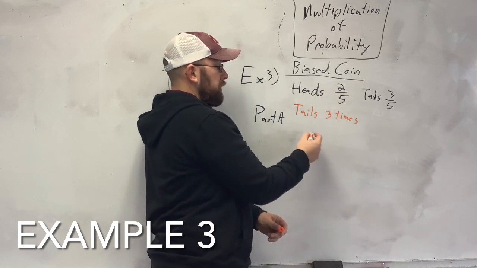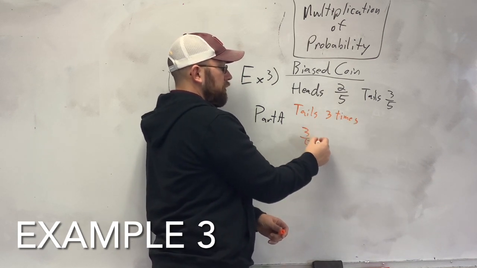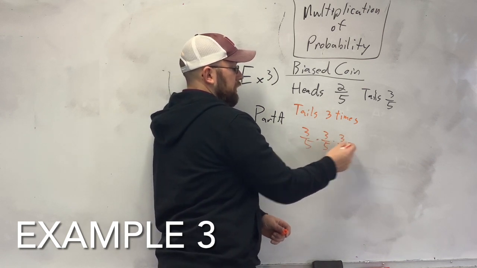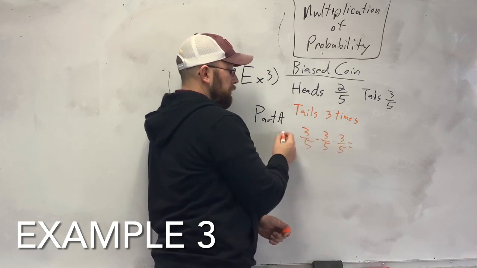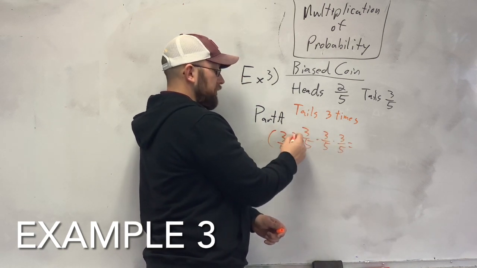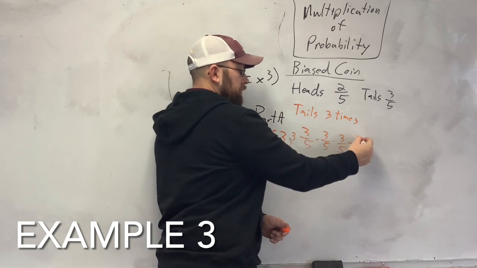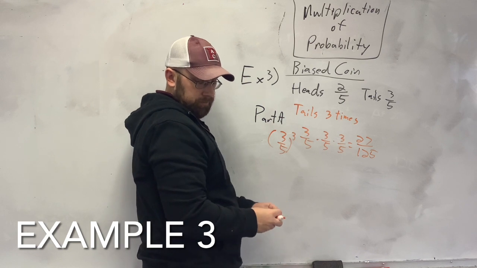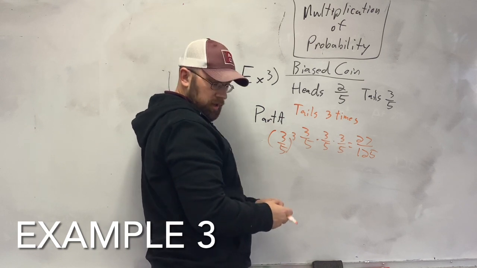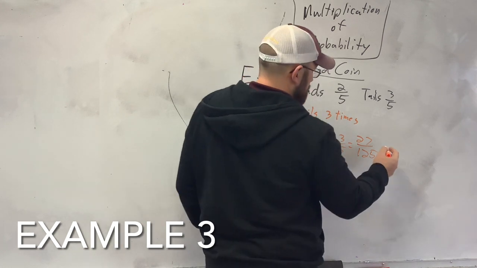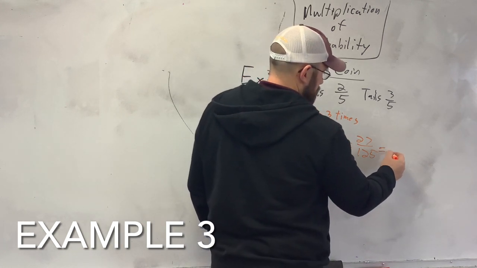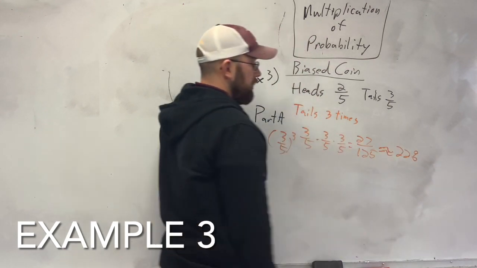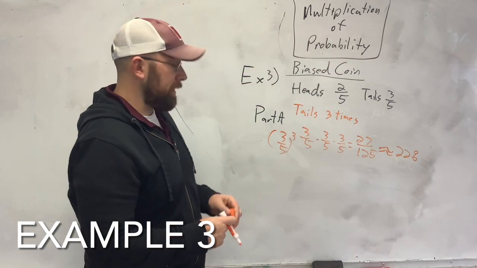So 3 times in a row, I have a 3/5 chance one time, a 3/5 chance the next time, and a 3/5 chance the next time. So you multiply those all together. You can also rewrite this as (3/5)^3 if you want. So it gives us 27/125. Or I believe that's approximately a 22% chance, around there, that you get tails 3 times with this biased coin.